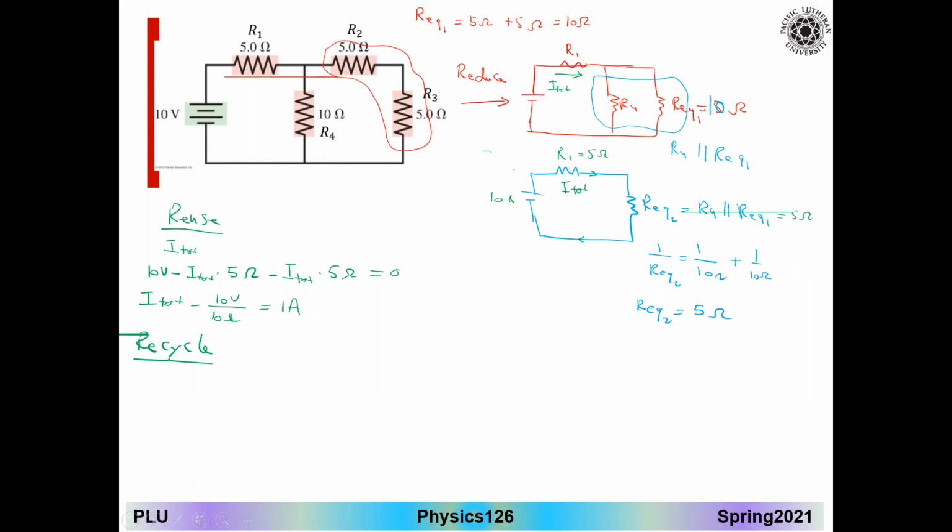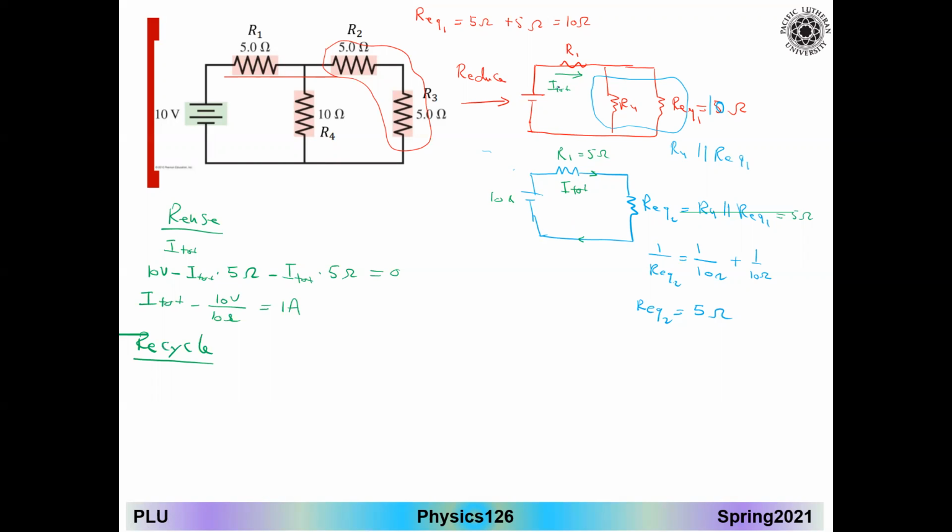I'm gonna reverse. Let's change the color to make it easy to observe. Let's use the red, we use this one. I'm gonna use the pink one. Recycle here, what we're gonna do is go reverse. So from the circuit here, I go back to this one here.